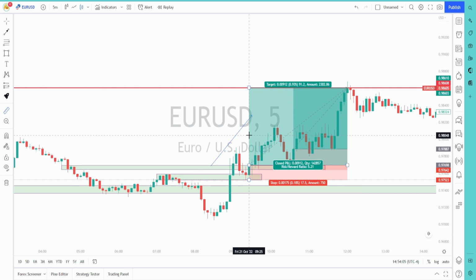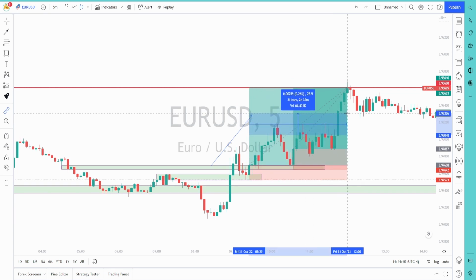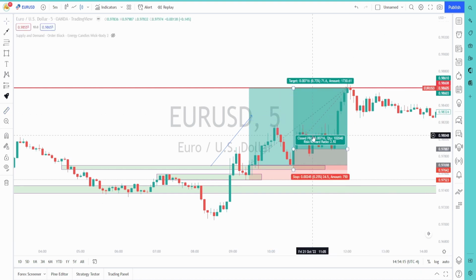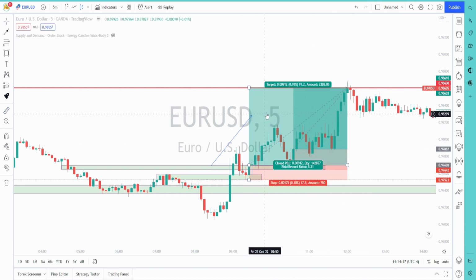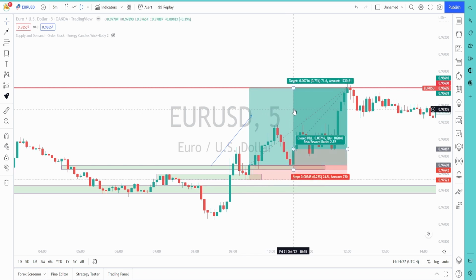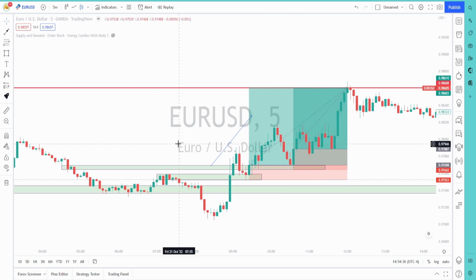So this happens over and over again. 2 hours and 35 minutes total for 2 trades. One was 2.92, the other one was 5.21. Not bad for a few hours. And the first trade was taken at 9:25 in the morning. The second one was at 10:35. So both during the New York session. And this happens over and over again.